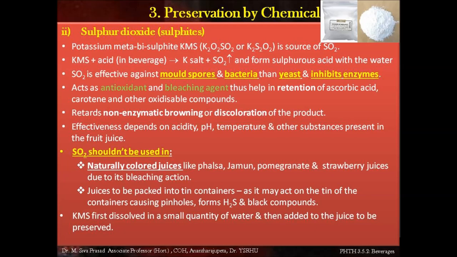So there is a demerit in the usage of sulfur dioxide. It cannot be used in naturally colored fruit juices because of its bleaching nature. It bleaches the color of the juice, and it cannot be used in tin containers as it forms pinholes and causes discoloration of the product. Apart from that, it has got a wide variety of advantages or specific uses. It also has the ability to prevent or retard non-enzymatic browning.